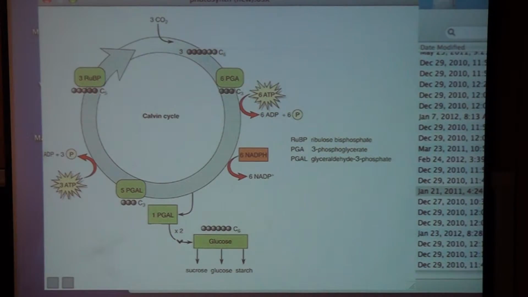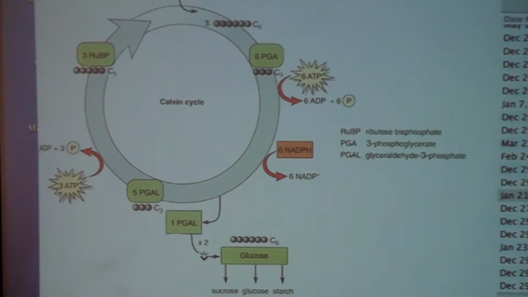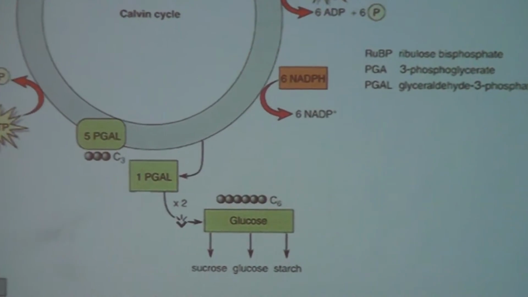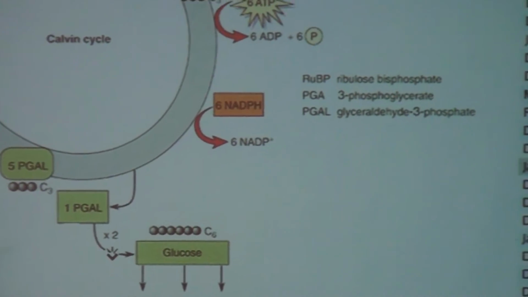So C5 means a 5-carbon molecule. RuBP is a C5 molecule. Another molecule we're going to look at is something called phosphoglyceric acid, PGA. It's a C3 molecule. Another molecule we'll look at is called PGAL, phosphoglyceraldehyde. It's also a C3 molecule. And of course, each carbon dioxide molecule is a C1 molecule. All right, so those are the intermediates that we'll be looking at.